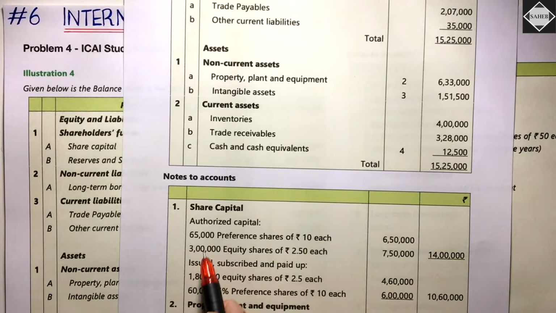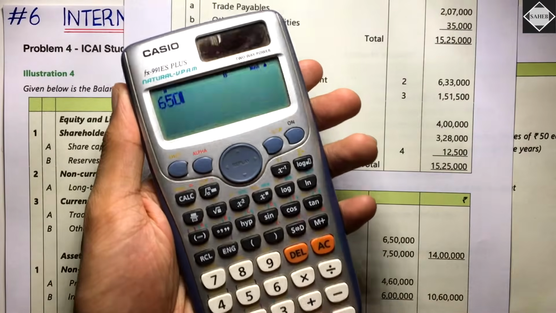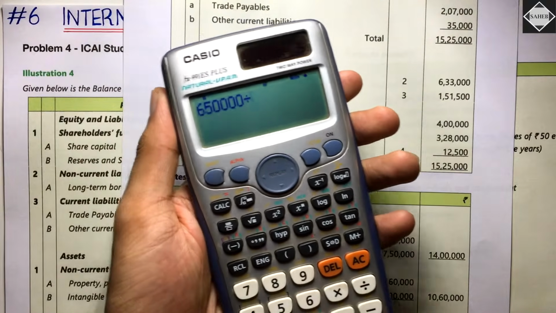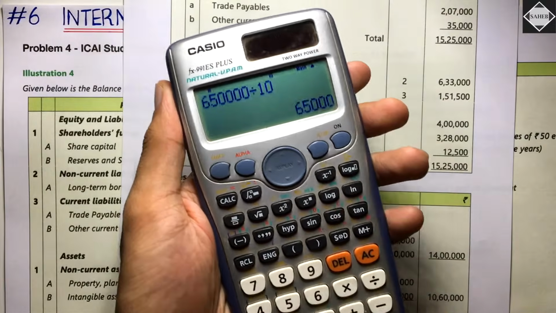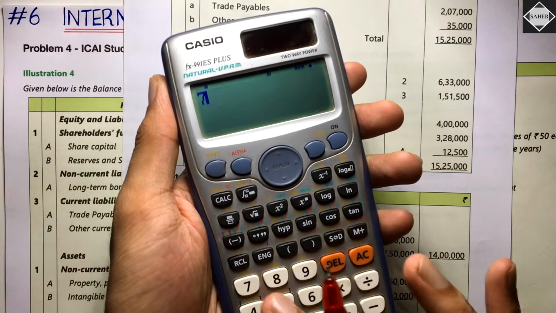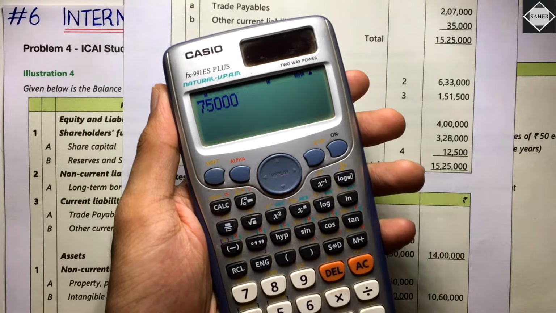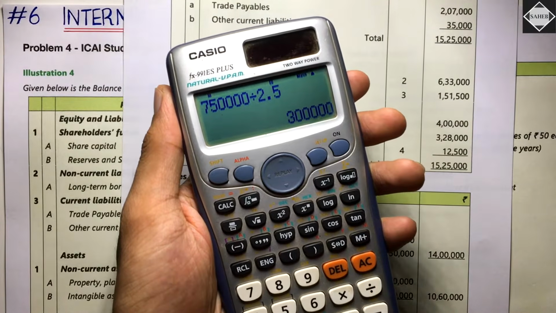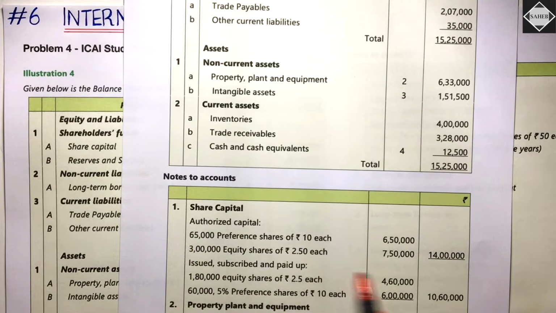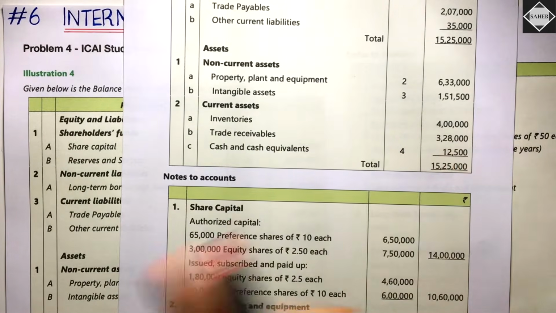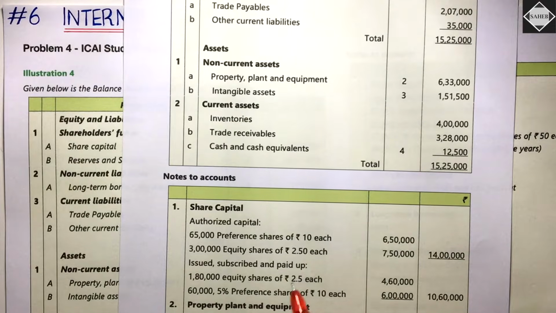So how are we going to write the numbers? It's really simple, just divide. 6,50,000 divided by rupees 10, which is the face value now after the reconstruction, equals 65,000 preference shares. Then 7,50,000 is the new authorized capital of equity shares, so 7,50,000 divided by the new face value 2.5 equals 3 lakh equity shares. This is the authorized capital. In total that's 14 lakhs. So the authorized capital, or nominal capital, is over. Now come to issued, subscribed and paid up.